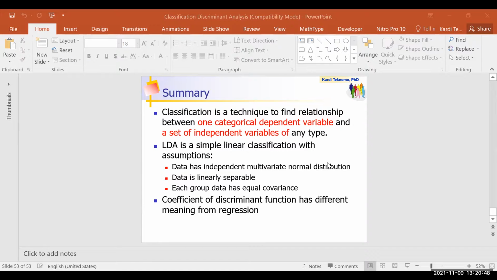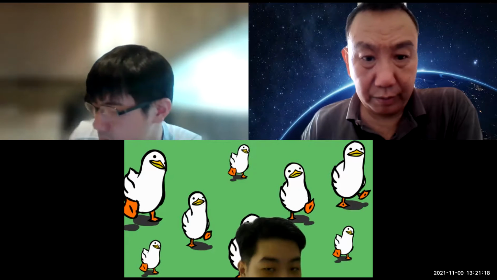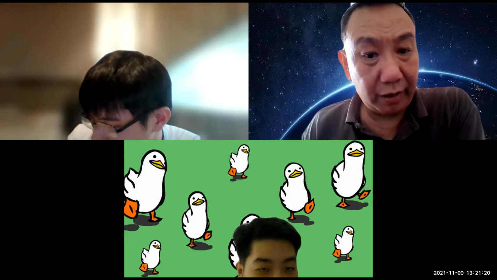This is exactly the same as LDA, but the difference is only one. Instead of using the pooled covariance matrix, they use each group's covariance matrix. Of course, the discriminant function will have a different result. Be careful, discriminant function is not the same as regression. Okay, so up to here. Is there any question about LDA?